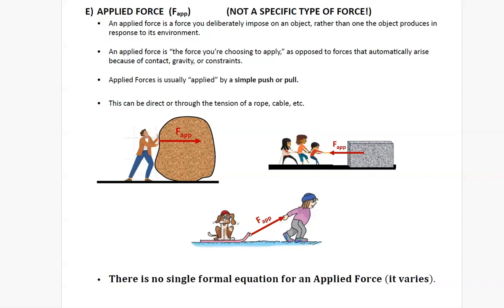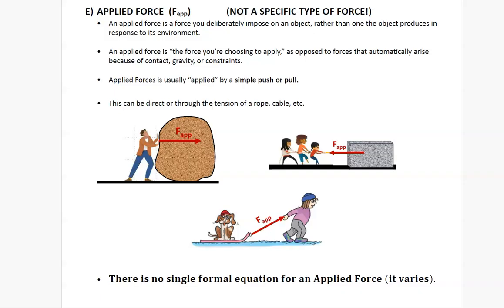and we don't have a specific name for them. So instead of calling them the force of a push or the force of a pull, we just call it applied forces. So it's the force you're choosing to apply, as opposed to forces that automatically arise because of contact or gravity or certain constraints like friction, etc. So applied forces are usually just applied by a push or pull, and they can be direct by just pushing directly, or if you look at the pictures with the children in it, they're pulling on objects with the use of a rope or a cable.